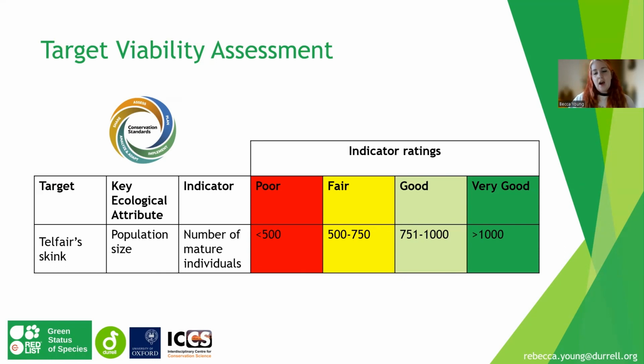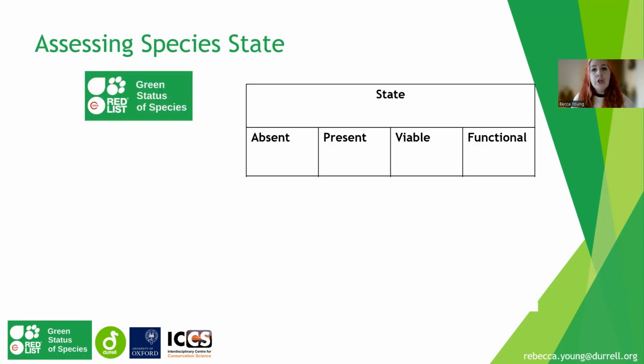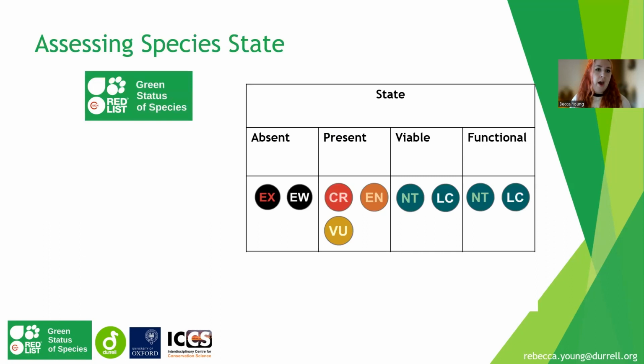When I look at this, I see some alignment with the states that we use in the green status. Going back to those 4 states that we have, the absent, present, viable, or functional, if we think in terms of red list categories, absent is extinct or extinct in the wild. This is a slightly simplified version, but present is basically the 3 threatened categories. For viable, we'd say that it's near threatened or least concern. And for functional, it must be viable, but it also must exceed that functionality threshold.